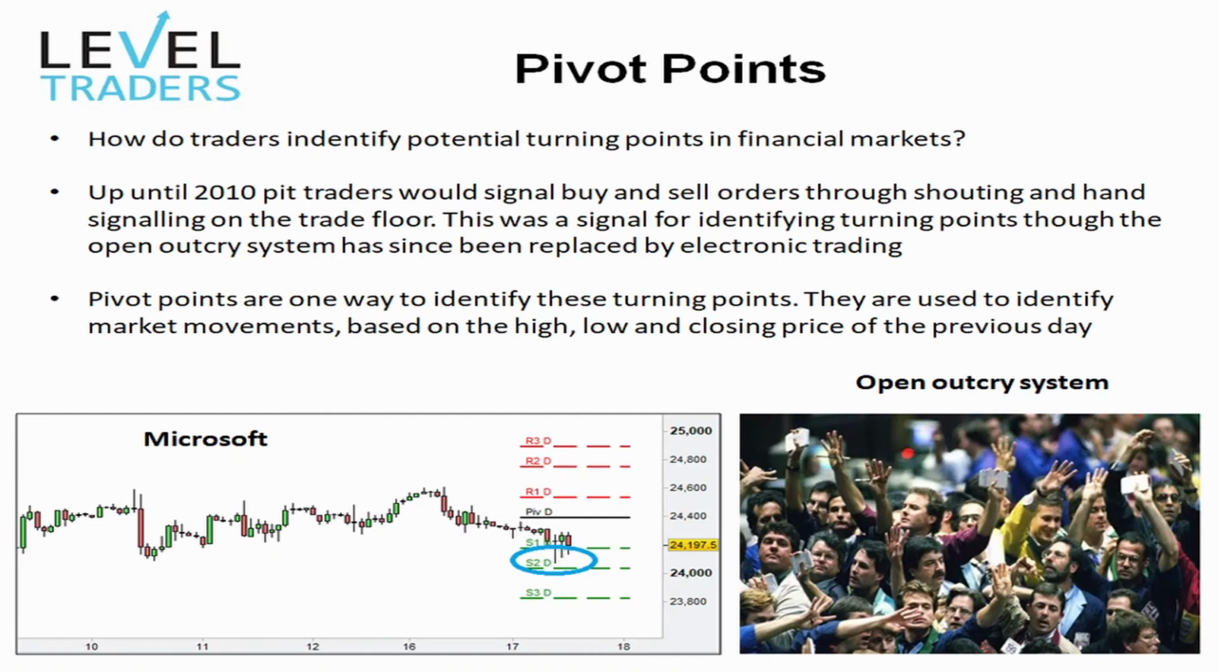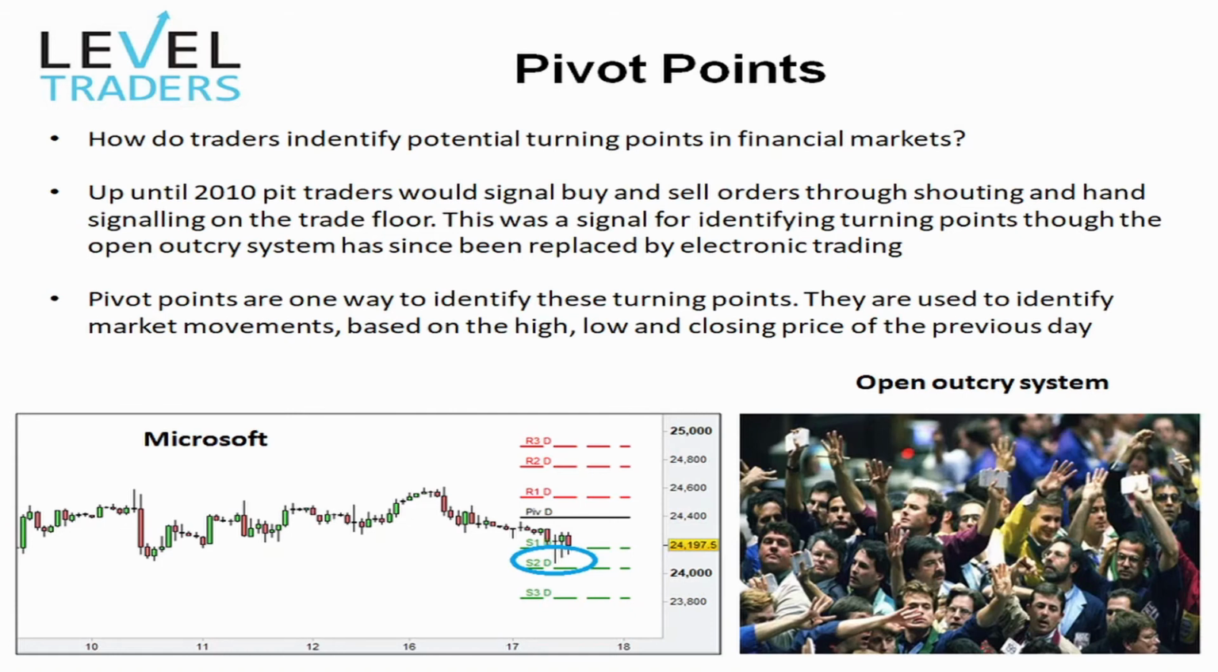So how do you replicate that? Pivot points are one way of identifying these turning points. They're used to identify market movements based on the high, low, and closing prices of the previous day. I've got an example here using Microsoft on a 1 hour chart. One thing to know is that I find pivot points work much better on a shorter time frame, so I'm using the 1 hour chart.